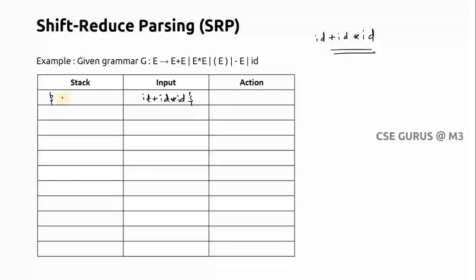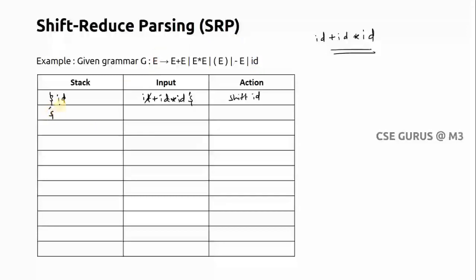So I'll shift it. So what happens here? I'll shift ID. So if I shift ID here, so ID will be written here. Now ID is shifted, and now what is the next thing? So ID is there here, plus is there. What you need to do? I may reduce ID. So how to reduce? ID is reduced by E.